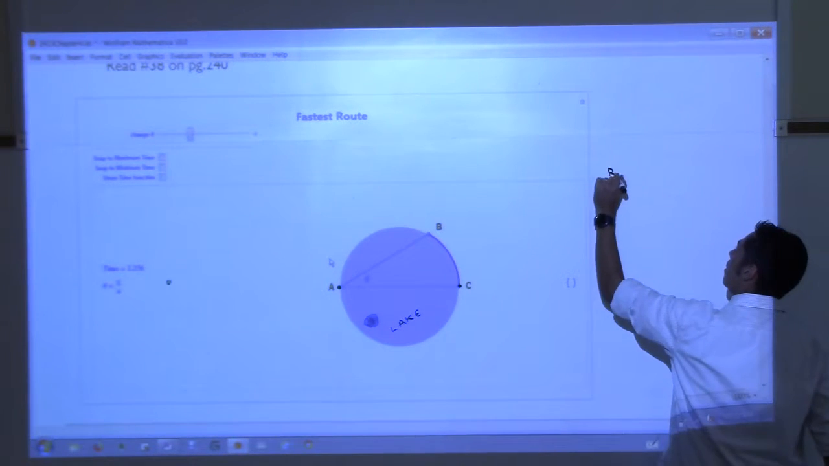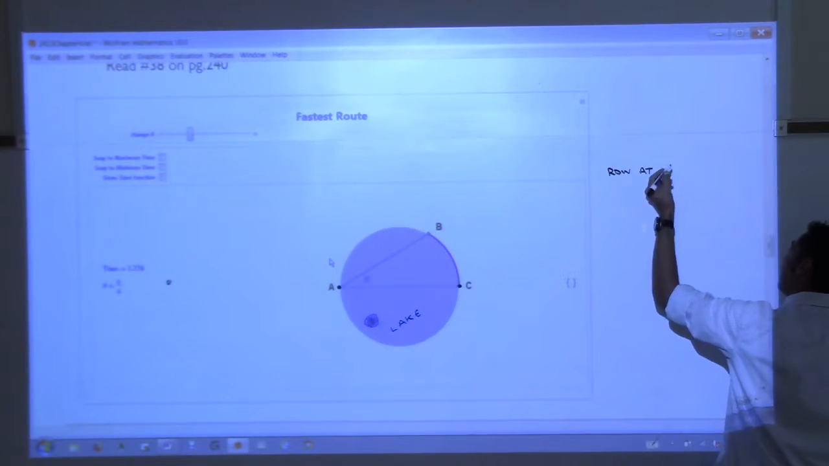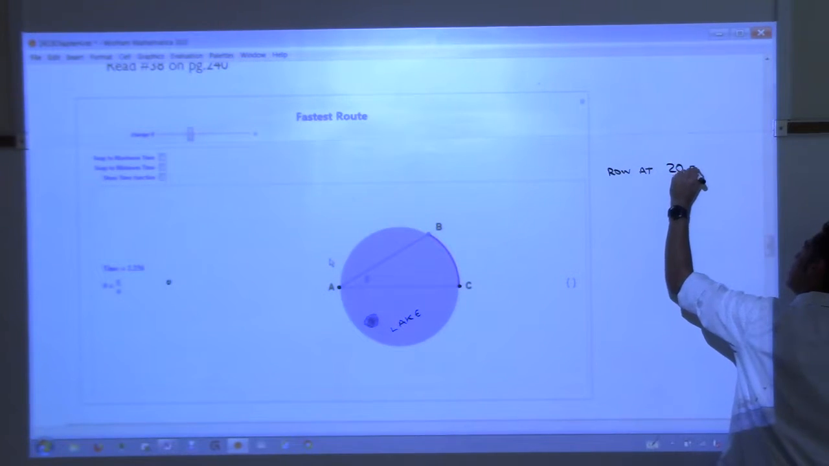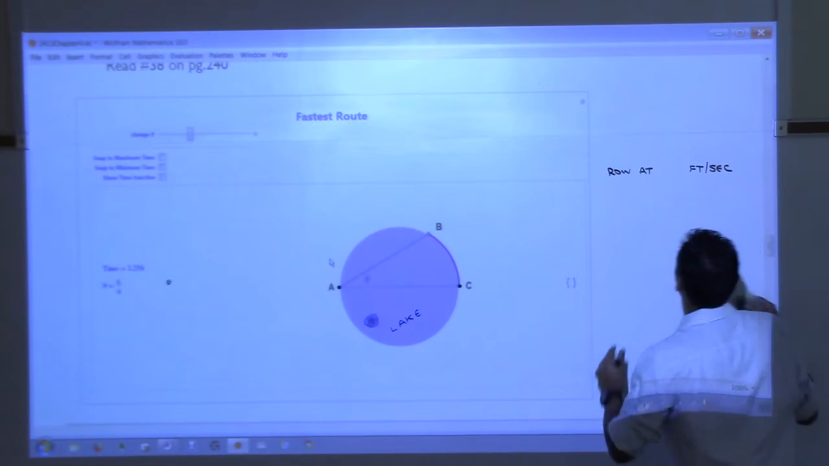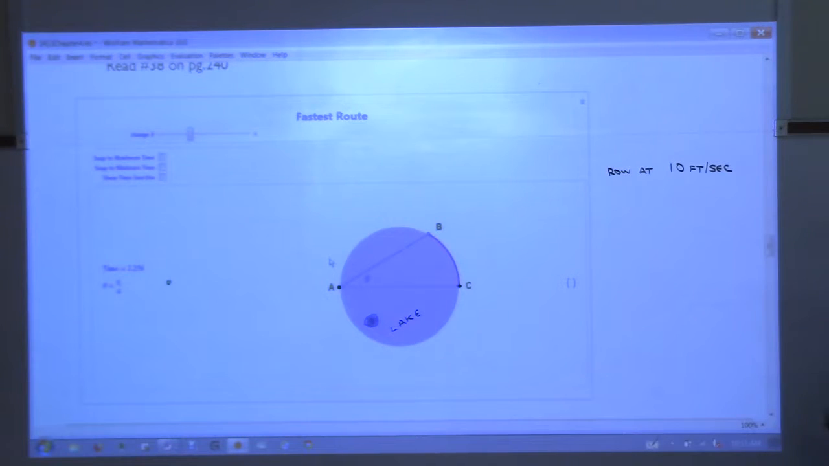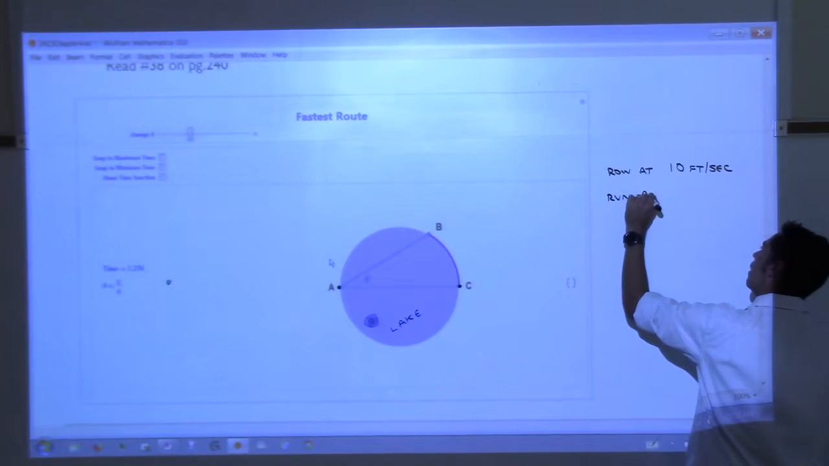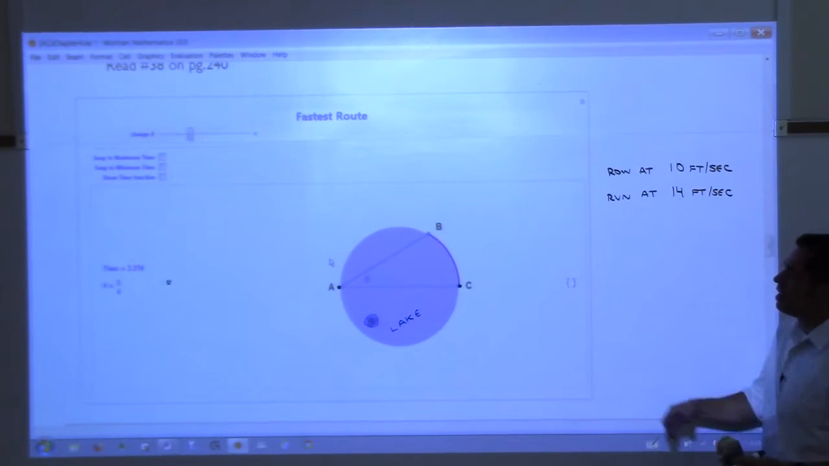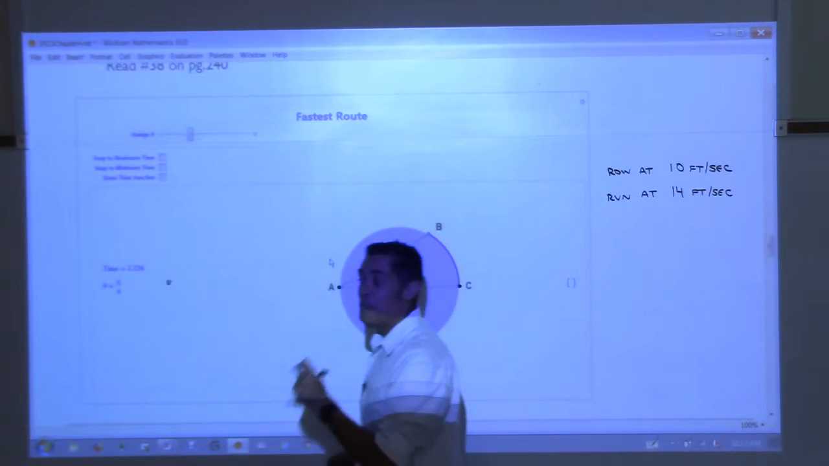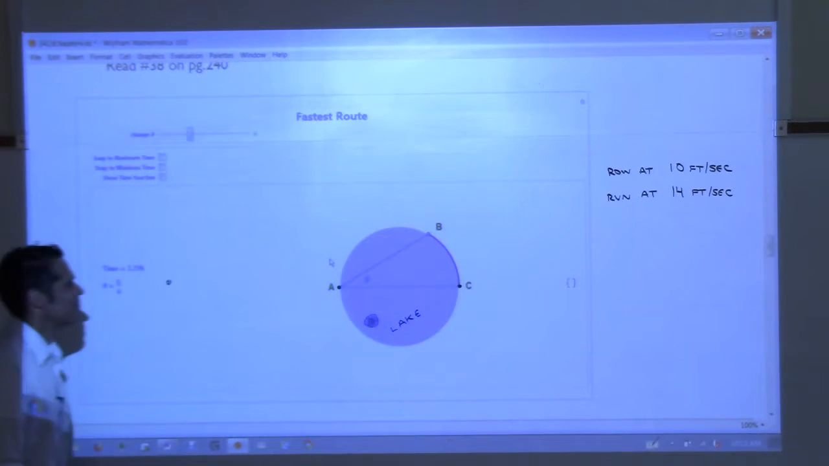They can row at, I'm just going to make this up, okay, 20 feet per second. That seems fast. That's too fast. Let's go 10 feet per second, which is still pretty fast, but let's just go with that, all right? They can row 10 feet per second. And they can run at 14 feet per second. I mean, they can maintain 14 feet per second the whole time, all right? That's pretty fast too.